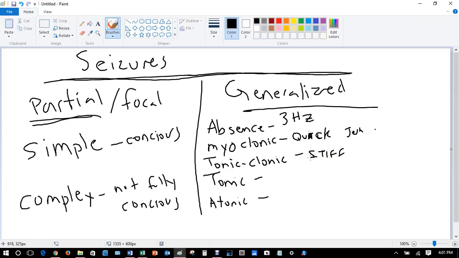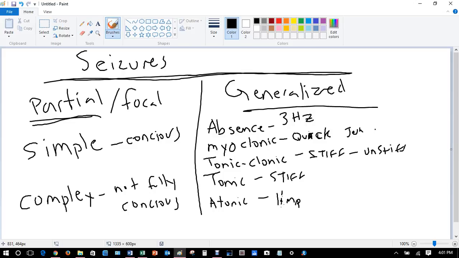And then there's the tonic. That's just where their whole body gets stiff. This one goes from stiff to unstiff, maybe a good way to say it. And then lastly, the atonic is they just go limp. A lot of times they think, oh, they passed out. Well, yeah, they passed out, but they passed out because they had a seizure, not because of some other reason. They just fall to the floor. So those are the different types of seizures.